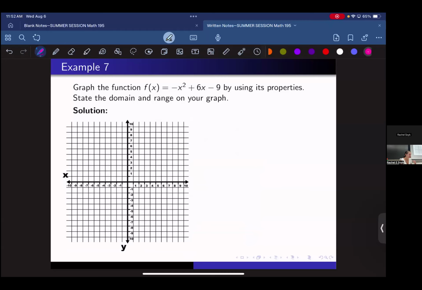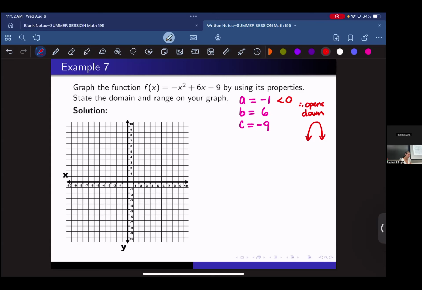Okay. So first step, let's analyze our A. And we can write out our A, B, and C off to the side. Our A is -1, our B is 6, and then our C is -9. And so is our A positive or negative? It's negative, which means, yeah, it opens downward. It's going to look something like this.